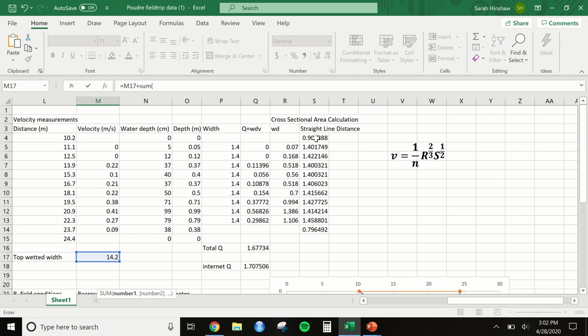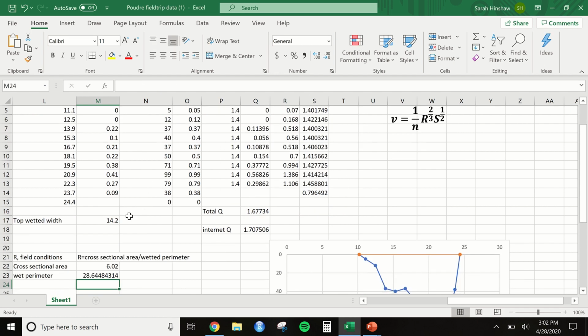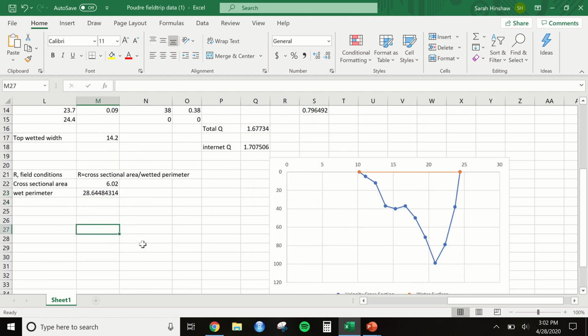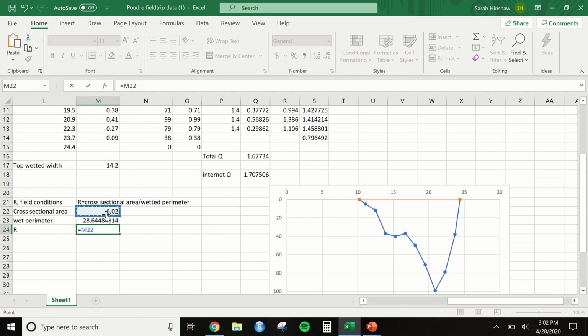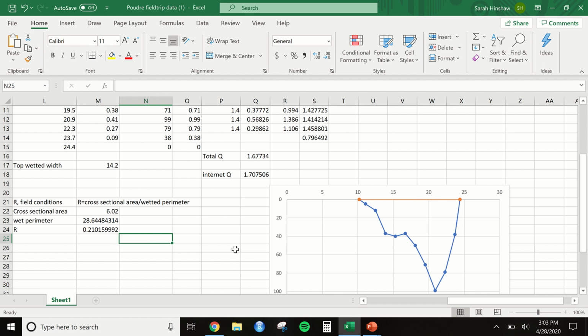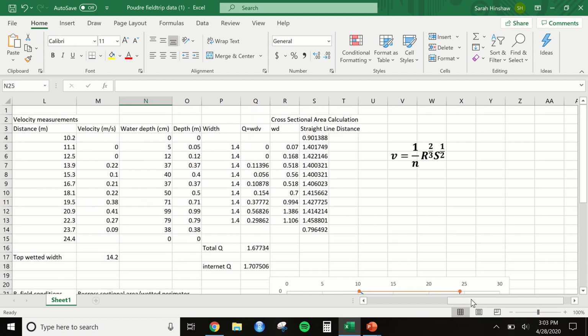Notice how I included those water surfaces, right and left edge water, when doing the wet perimeter. And that's because we added those points in because they're actually where the water ends. So this is what I mean by field conditions, where the water is at the time of the survey. So our hydraulic radius is the area divided by the wet perimeter. Okay, so that's the R that we're going to use in this Manning's calculation.